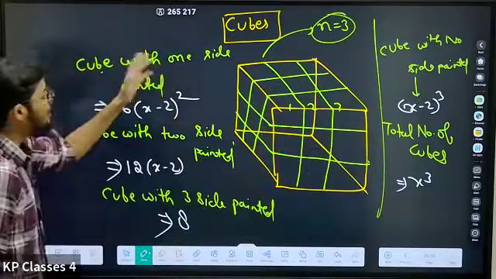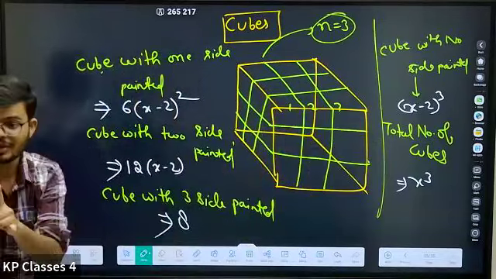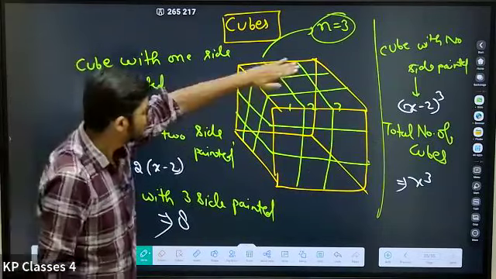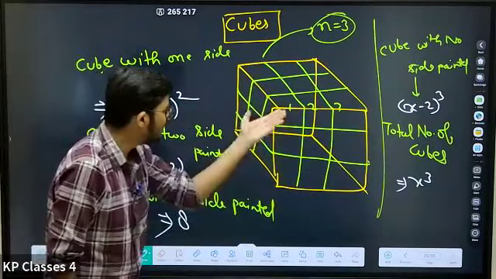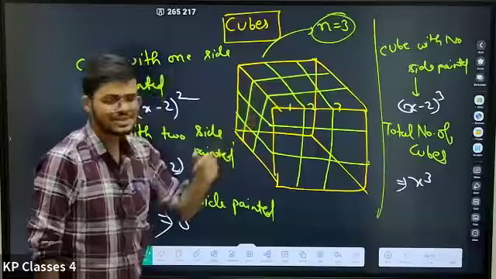So cube with one side painted, how can we find it out? Here in this case, three parts it is divided into. The answer is 6 only. How many surfaces are there in a cube? This 1 is there, 2 is there, this 3, this 4, this 5, this 6 is there.